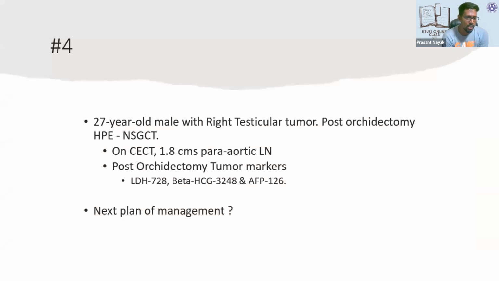A 27-year-old male with right testicular tumor, post-orchidectomy it is NSGCT, with 1.8 centimeter para-aortic lymph nodes. Post-orchidectomy tumor markers are in S1 range. Next plan of management? NSGCT, S1 range, N1 lymph nodes. We'll go for induction chemotherapy and then follow. Yeah, so this is a good risk NSGCT. You would go for induction chemotherapy with these cycles. This is just kind of revision.